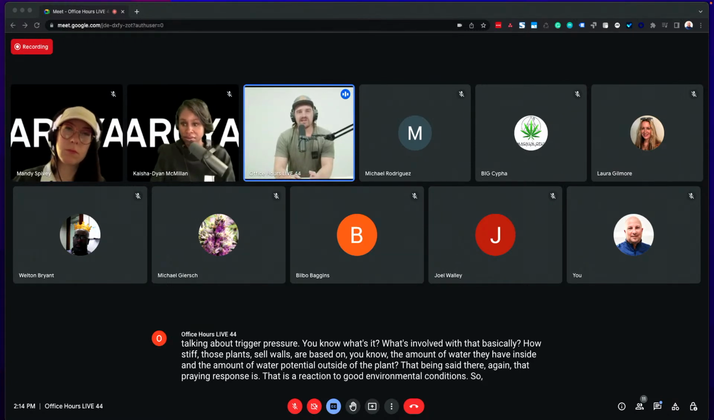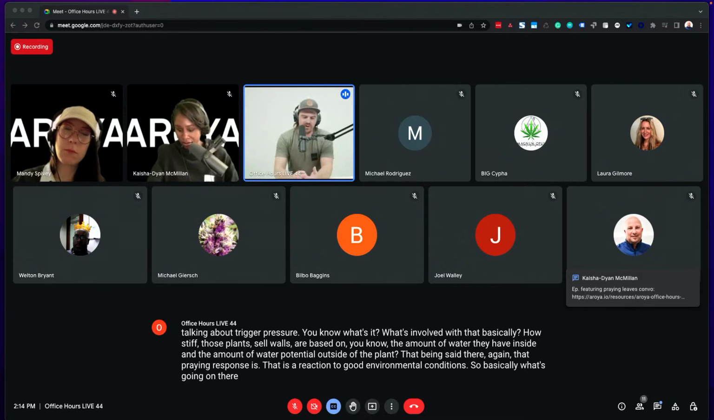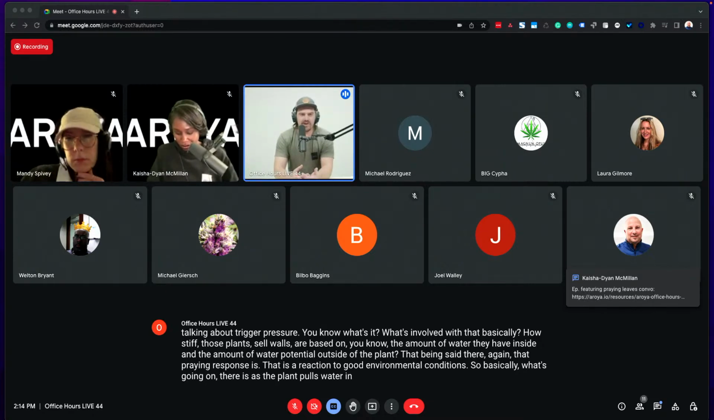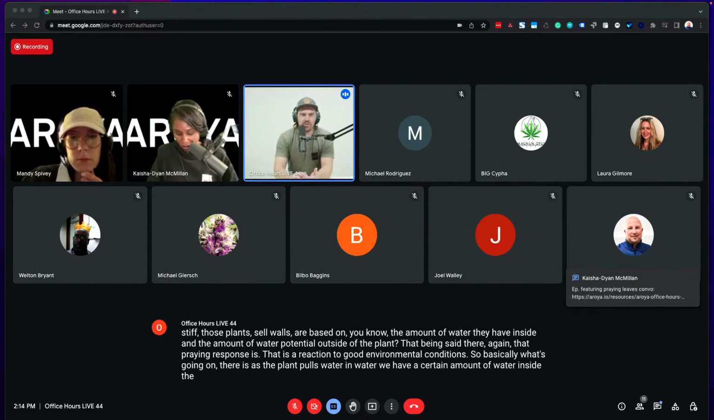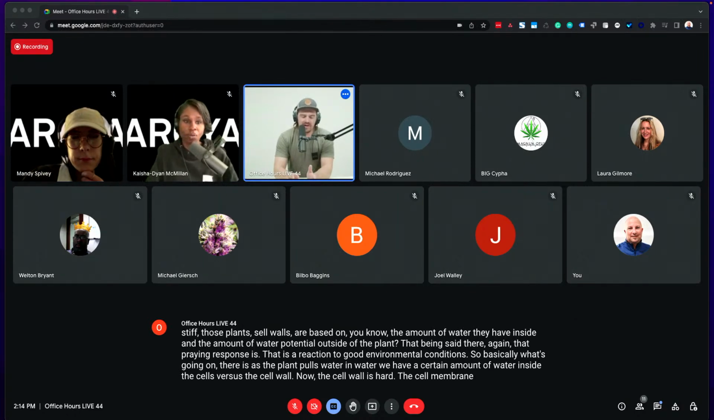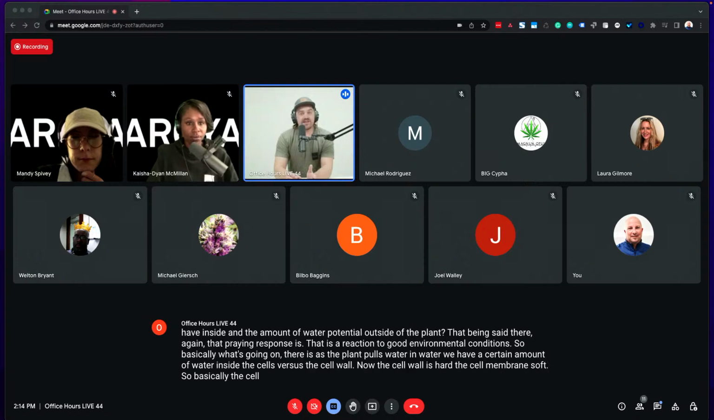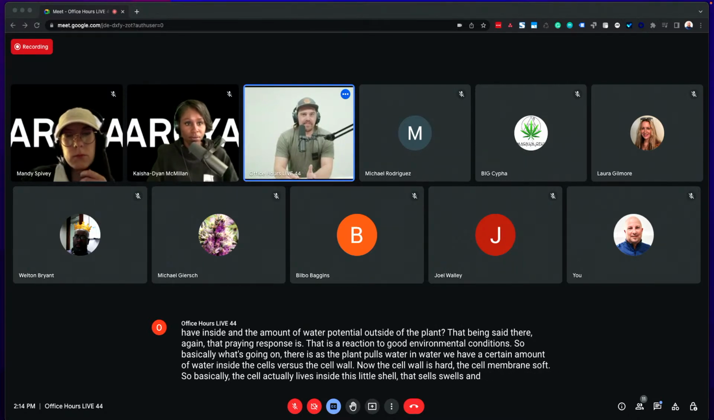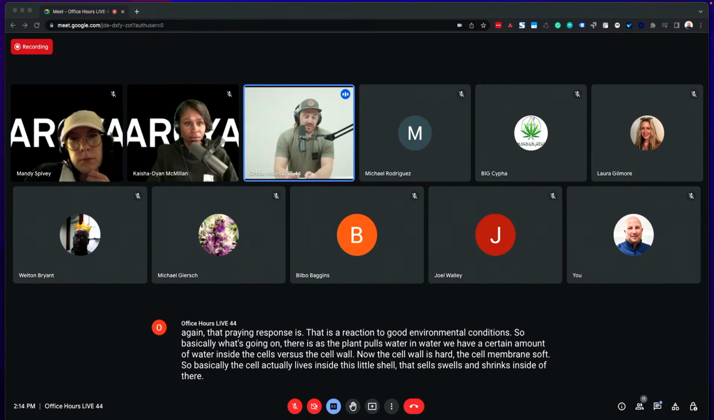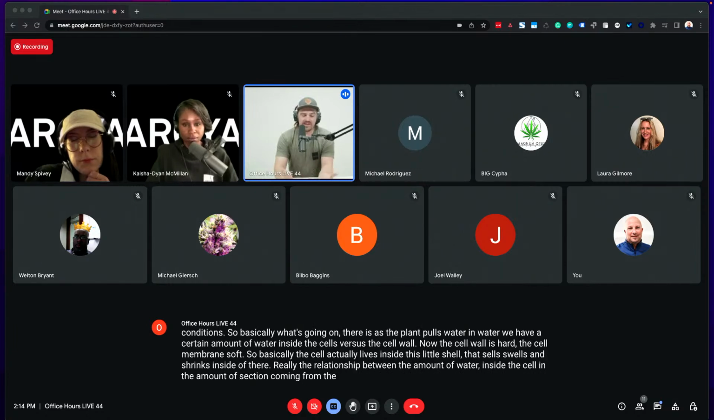So basically what's going on there is as the plant pulls water in, we have a certain amount of water inside the cells versus the cell wall. Now the cell wall is hard, the cell membrane's soft. So basically the cell actually lives inside this little shell. That cell swells and shrinks inside of there. The relationship between the amount of water inside the cell and the amount of suction coming from the environment is what causes parts of that to become more or less stiff.